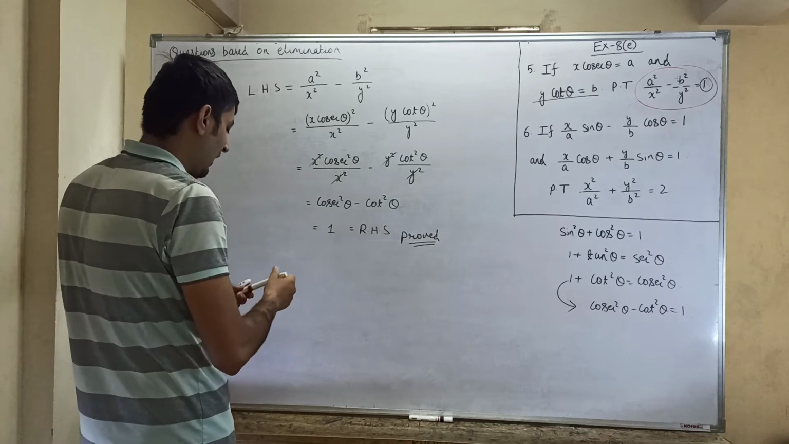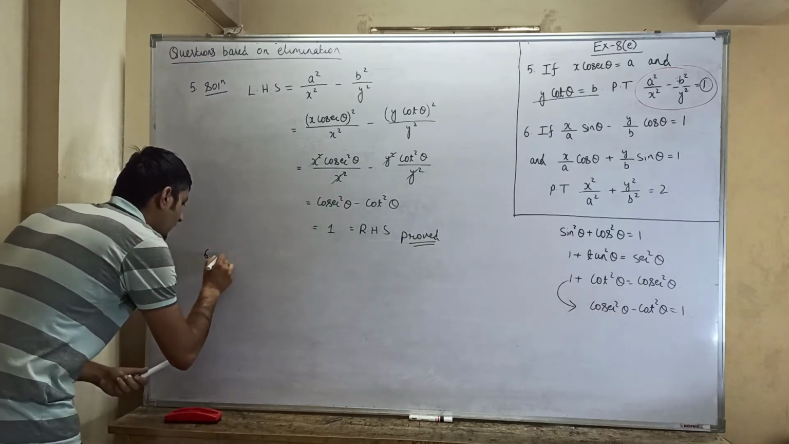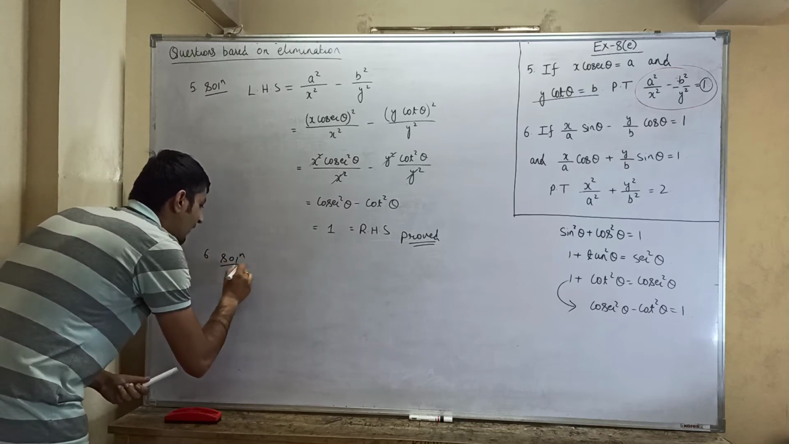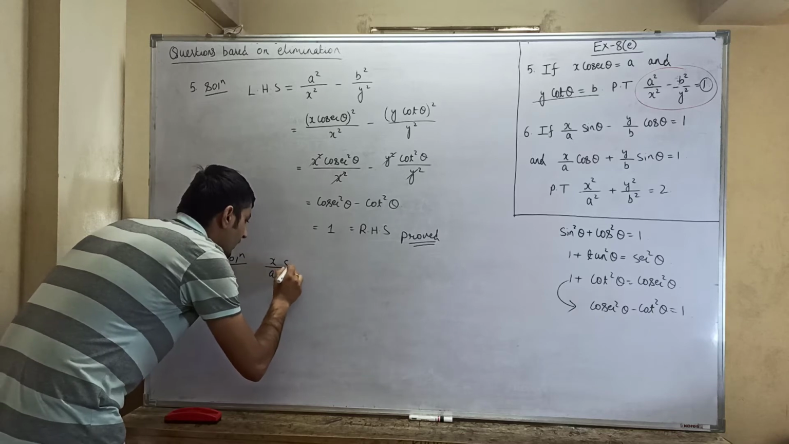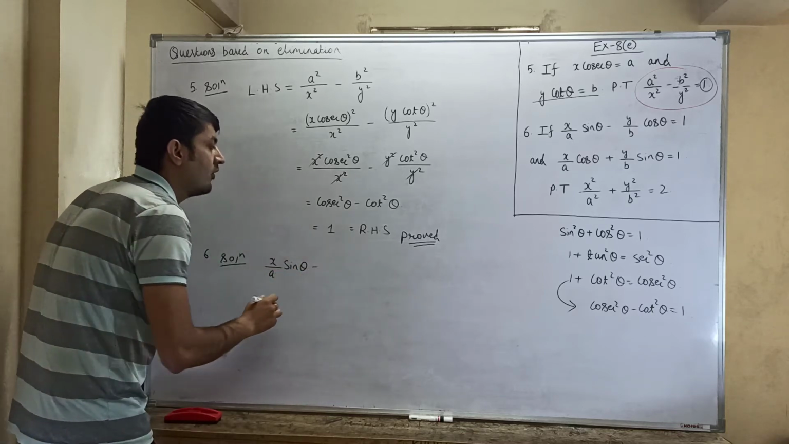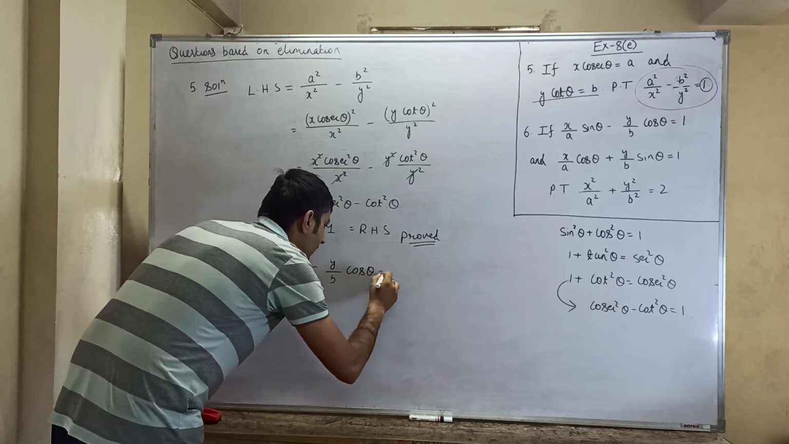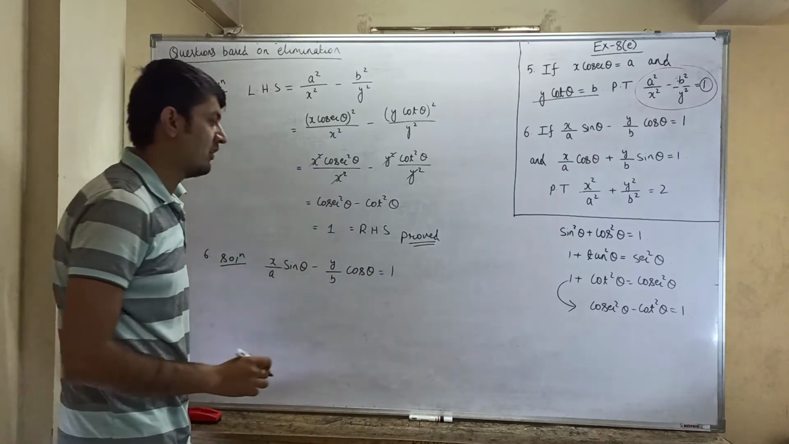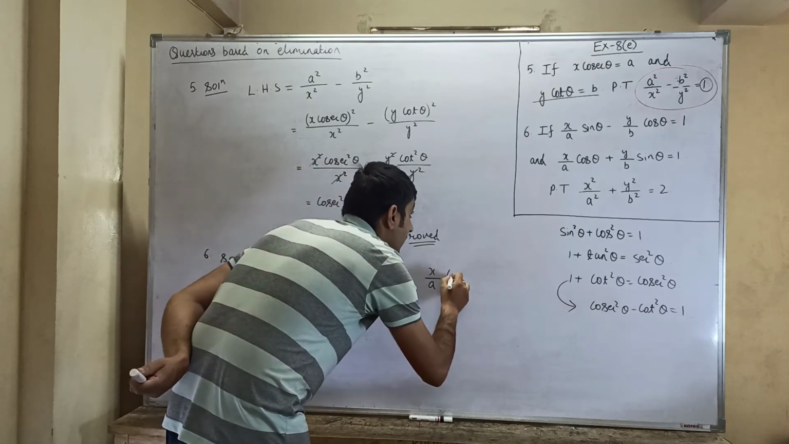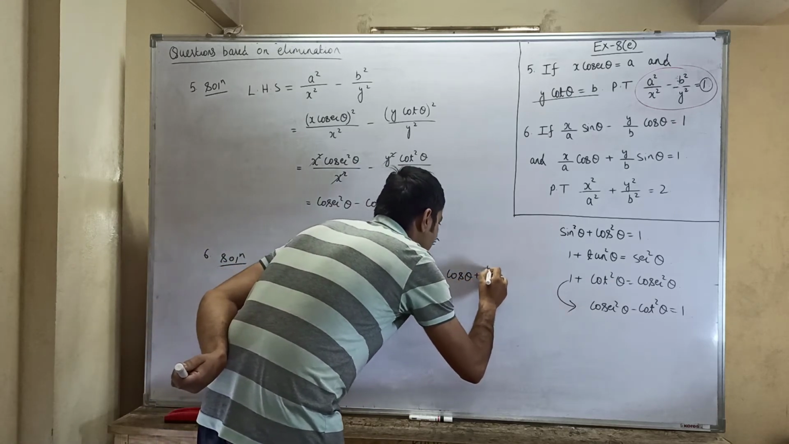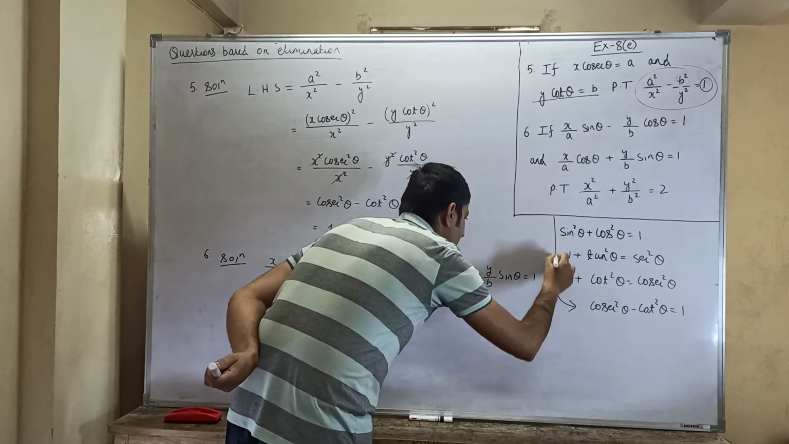So let us go to the next number, that is number 6. Solution. Let us see what is given. x by a sin theta minus y by b cos theta is equal to 1. This is your first equation, and the second equation is x by a cos theta plus y by b sin theta is also equal to 1.